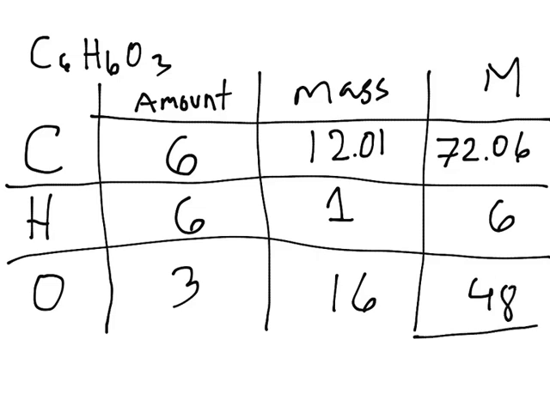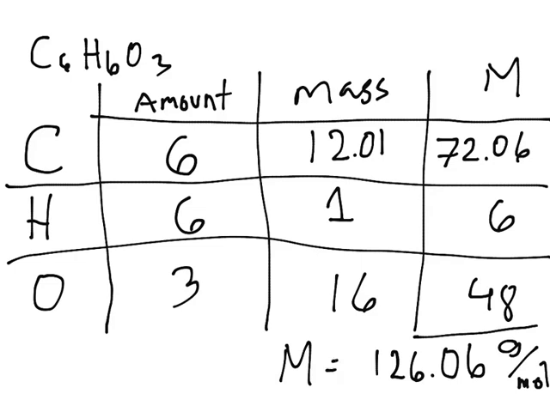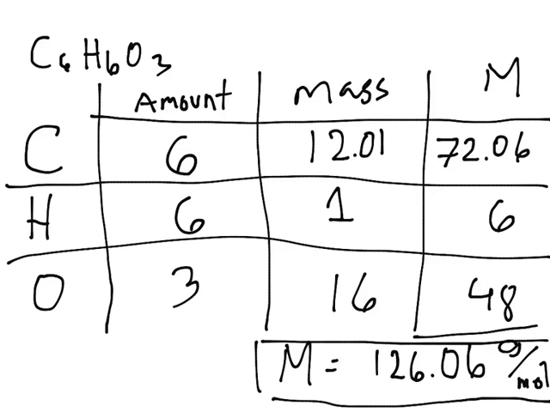Now we add these 3 molar masses up, and we get 126.06 grams per mole. And this is the molar mass of the whole molecule. So that is how you obtain the molar mass of an element or a molecule.